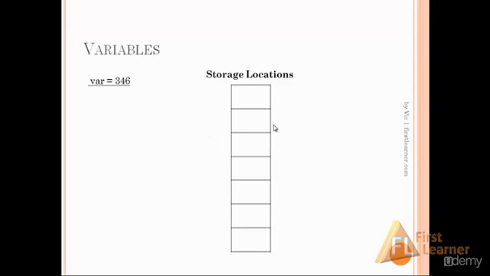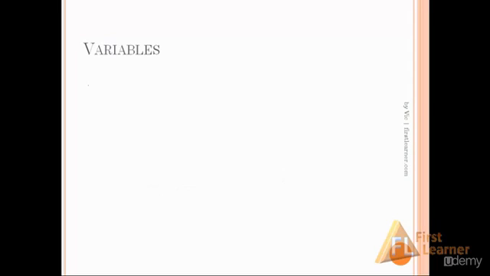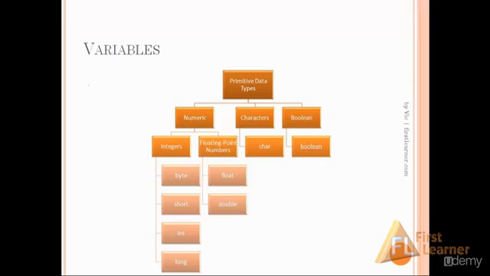Now to represent it in memory, let's assume this is the memory section of your computer and each box is a storage location. Now the variable will point to some random memory location and will contain 346 as a value. Now let's look at some variable types.